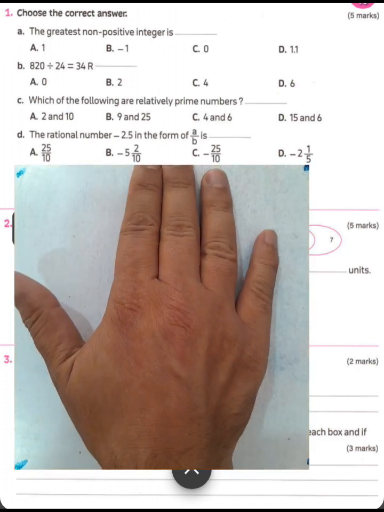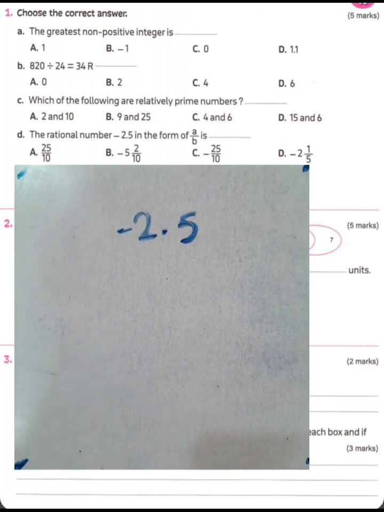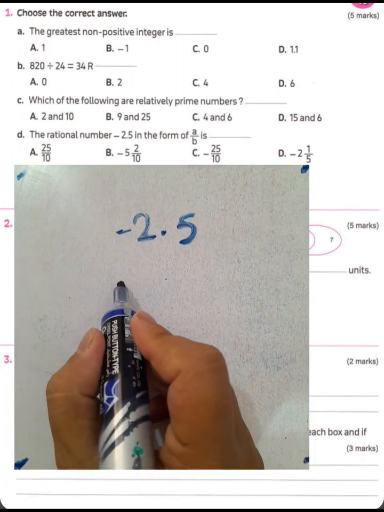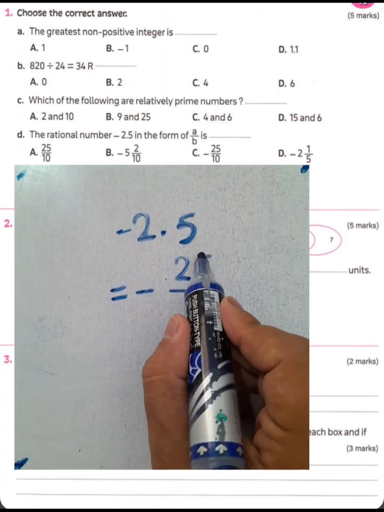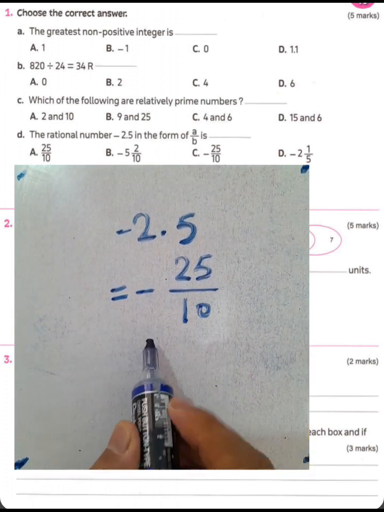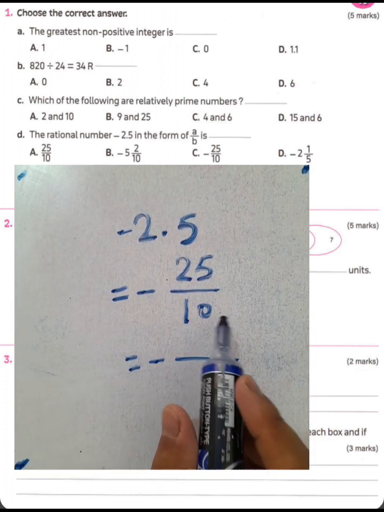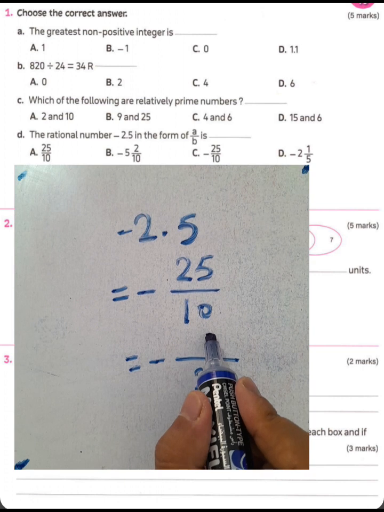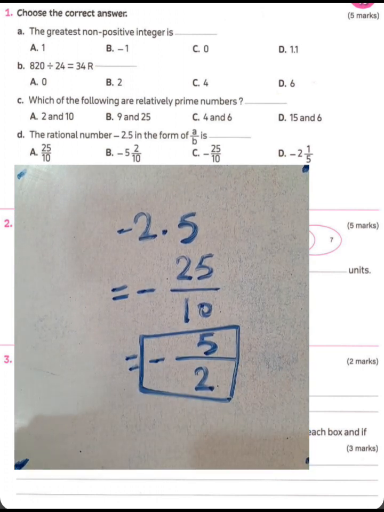Letter D: the rational number negative 2.5 in the form A over B. We can write negative, and 2.5 means 25 over 10. You can simplify by dividing the numerator and denominator by 5. 10 divided by 5 equals 2, 25 divided by 5 equals 5, so the result is negative 5 over 2. You can convert this number from an improper fraction to a mixed number.